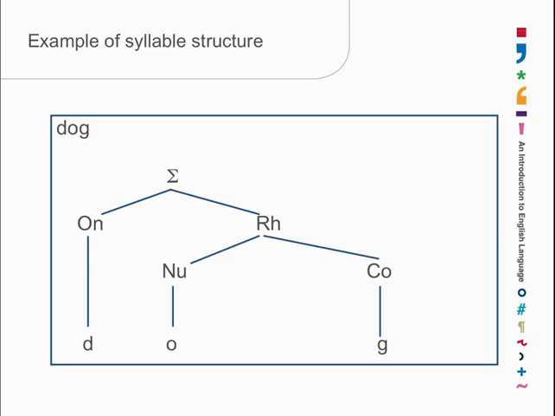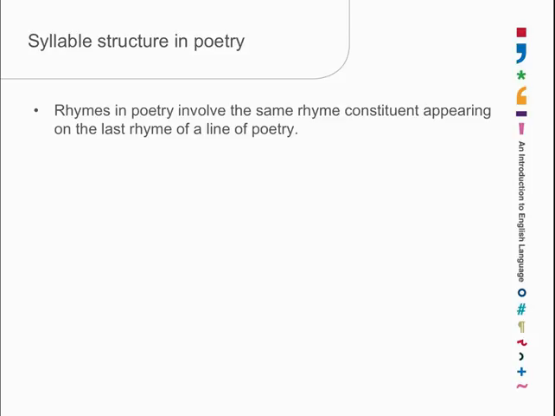That's how it goes. Well, we're used to rhymes as being part of poetry. Rhyming in poetry involves the same rhyme constituent appearing on the last rhyme of a line. So, if we have "I saw a door, what is it for?" Then door rhymes with for. If we take the onset away, the D and the F, what we're left with is or, and those are the same in those two lines. So these are the normal kind of rhyme.